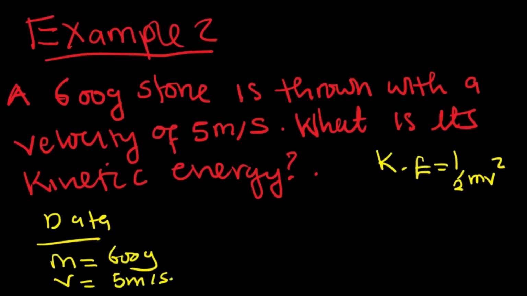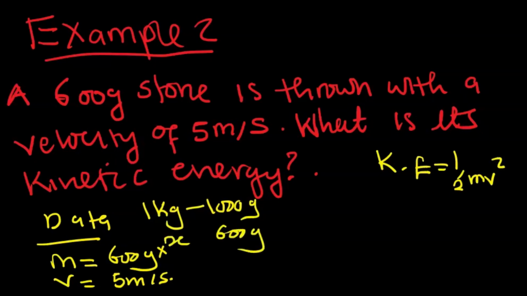Can we now calculate kinetic energy? Remember, the mass is supposed to be in kg. Therefore, we cannot calculate the kinetic energy yet because the mass given is in grams. So what do we have to do? We need to convert the given mass into kg. The conversion is that 1 kg is equal to 1,000 grams. What about 600 gram? We don't know.